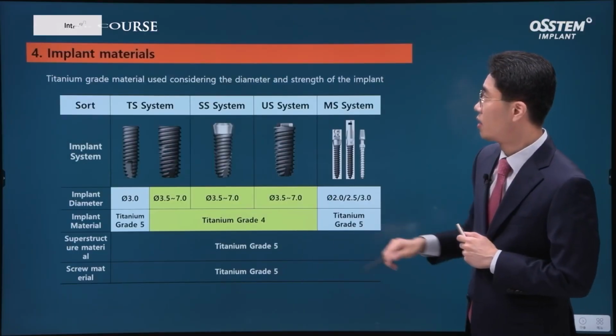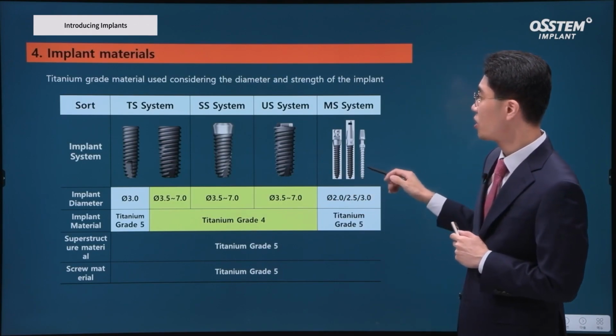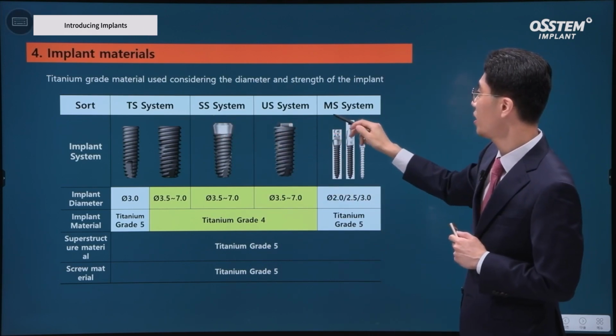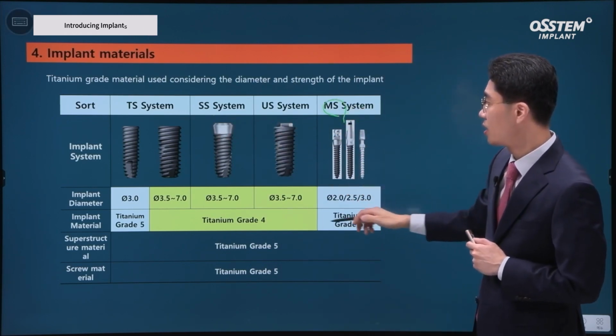Let's look at Ostem's implant systems. There's TS, SS, US, and MS. Different implant diameters exist.